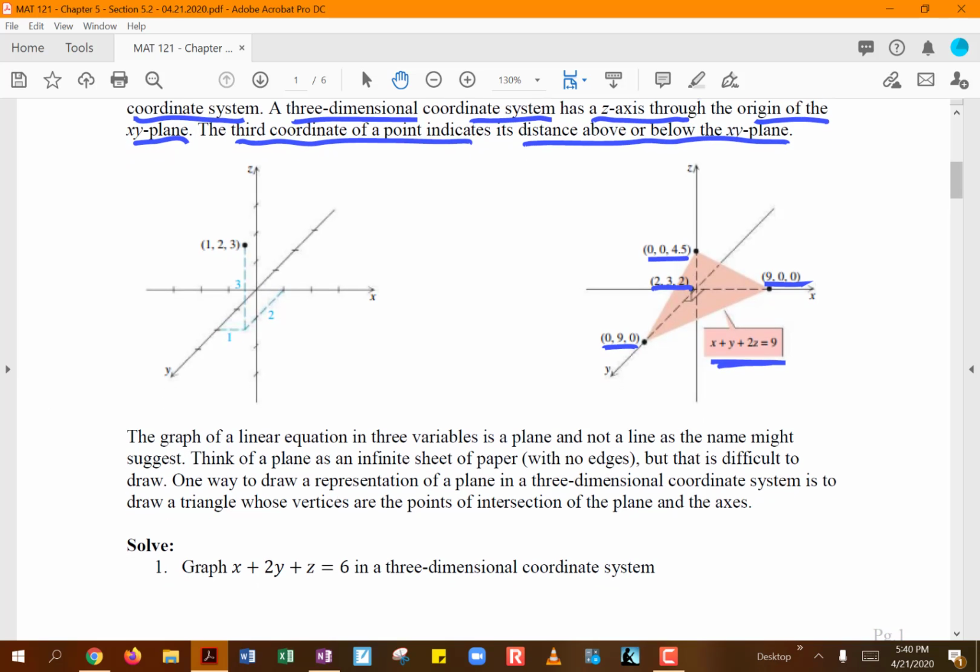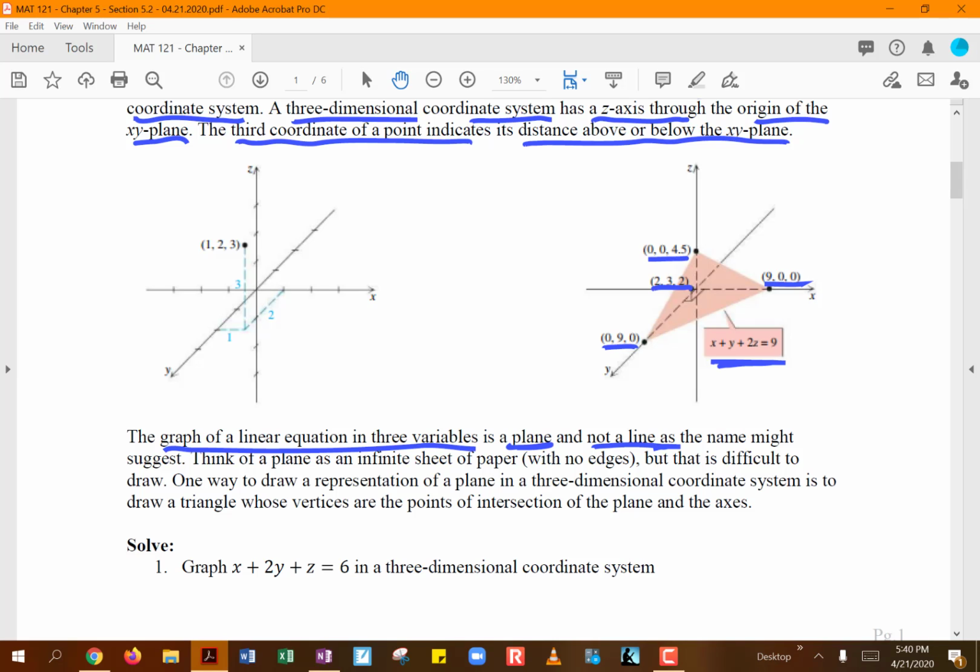So when you look at the graph of a linear equation in 3 variables, it's actually going to be a plane and not a straight line. If you want to think of what a plane would be, just imagine an infinite sheet of paper that basically has no edges. It will just keep going in all directions.